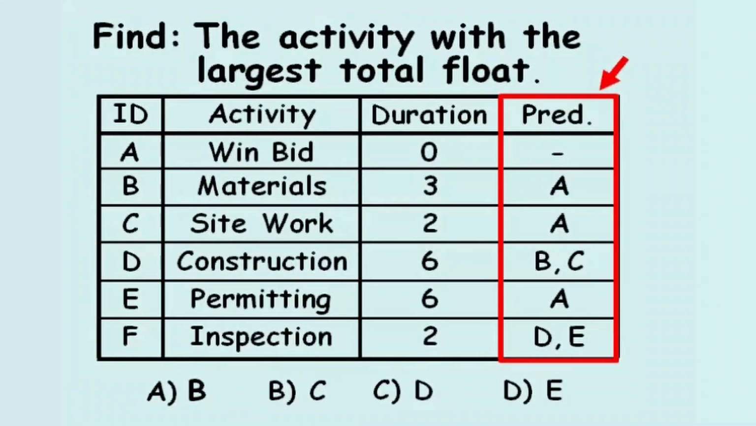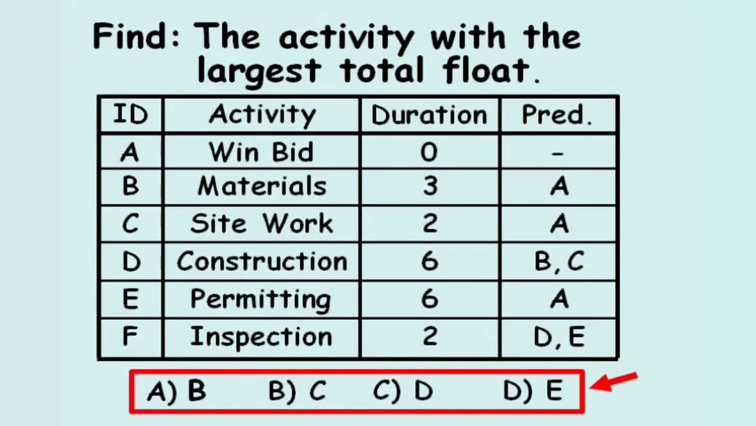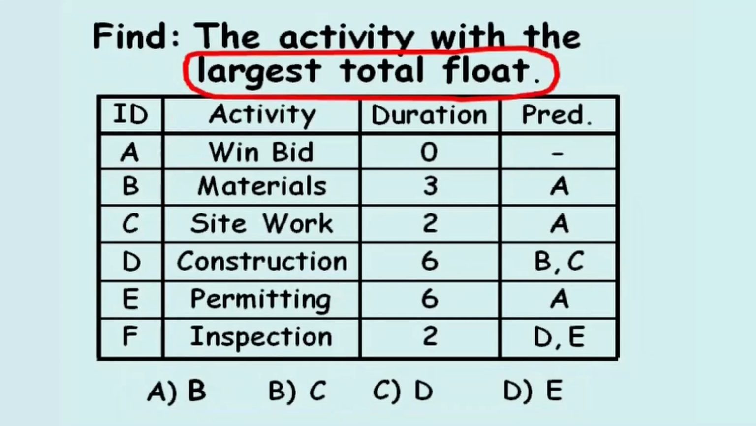Just to clarify, the solutions A, B, C, and D refer to activities B, C, D, and E, respectively. To determine the activity with the largest total float, we'll compute the total float corresponding to the four possible solutions and choose the largest one.